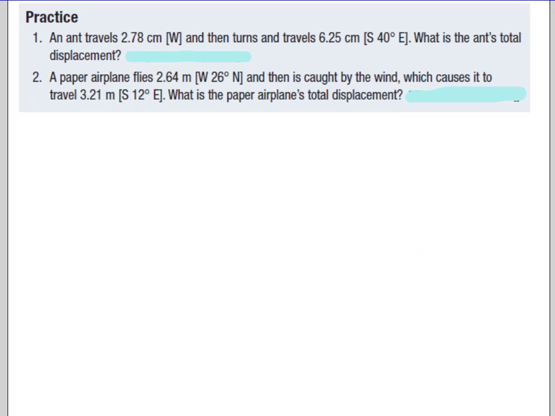A paper airplane flies 2.64 meters west, 26 degrees north, and then is caught by the wind, which causes it to travel 3.21 meters south, 12 degrees to the east. Okay, so I'm going to start my picture somewhere in here. I'll make my little X that I find helpful. And now I'm going to draw my vectors. So I have to go west, 26 degrees north. So I'm going to estimate that's something like that.